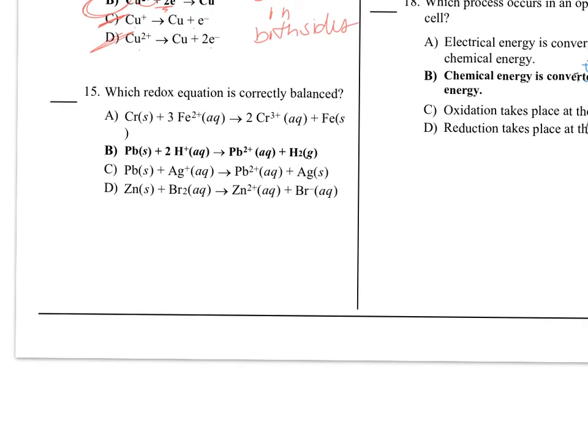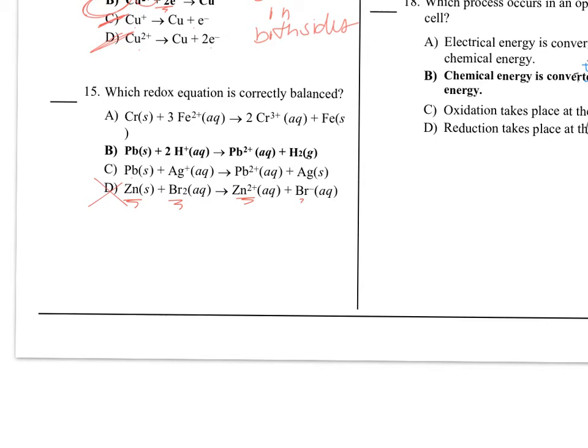All right, 15. Which Redox reaction is correctly balanced? So again, charges are the same, and then most importantly, our masses are the same. And by masses, I mean the number of atoms of each type of element. So let's look at D, for example. I've got Zn and Zn, so 1 to 1, and 2 Brs and only 1 Br. Nope, mass is not balanced.